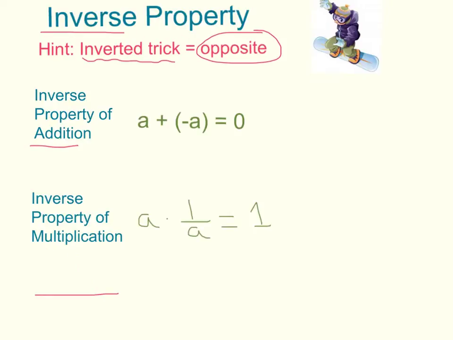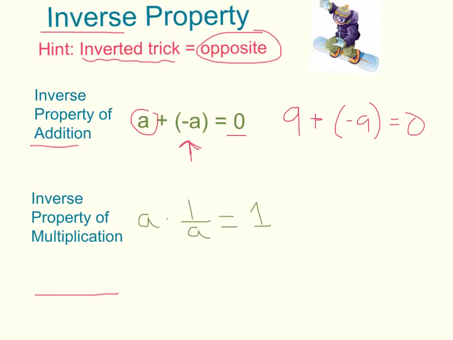So in the inverse property of addition, you want to think about the opposite of addition. So opposite of a positive number would be a negative. So when you take a number and you add its opposite, you get 0. So for an example, 9 plus its opposite, its inverse, negative 9, equals 0.